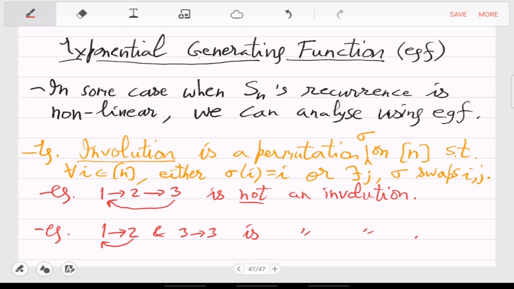Yeah, sure, we will use recurrence. But the total number of permutations is n factorial, right? So what do you think, will the number of involutions be close to n factorial or far away from n factorial? Yeah, intuitively it should be much smaller than n factorial, but again we don't have a concrete idea.